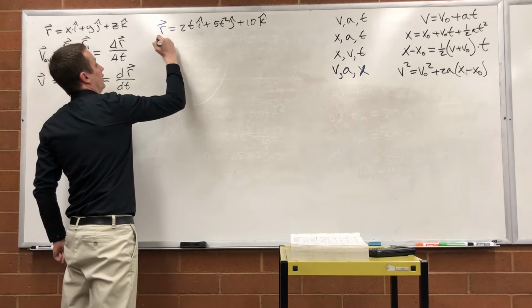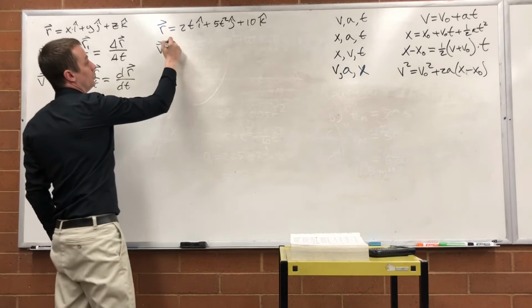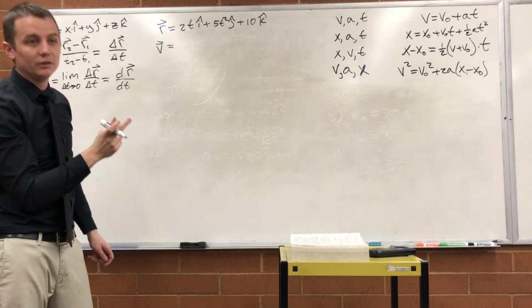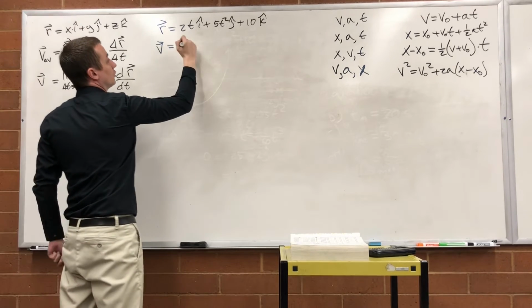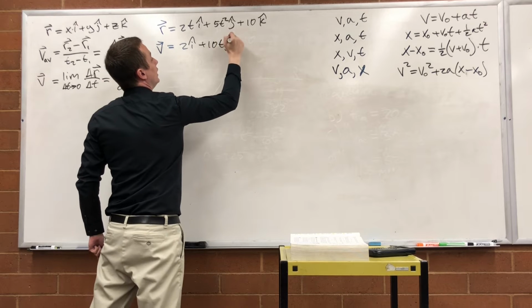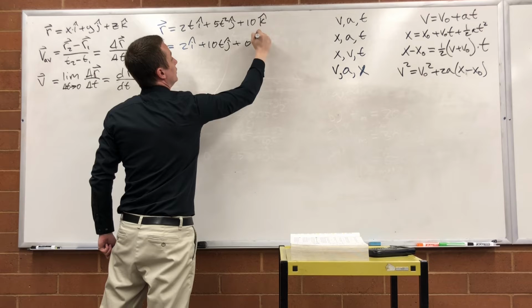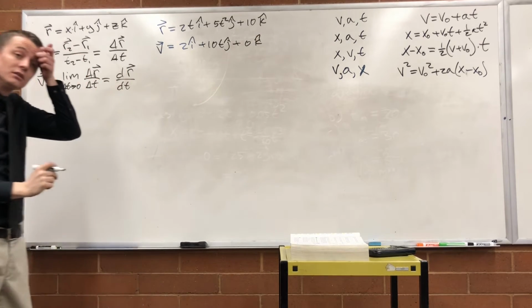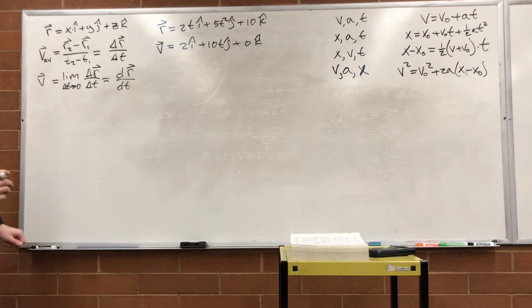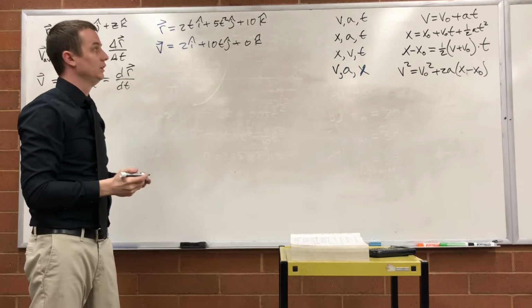So your velocity vector, which we know is the derivative of your position vector, is just going to be equal to, you just take the derivative of each of the components. So it's just going to be 2i hat plus 10t j hat plus nothing, 0 k hat. So you only have velocity in the x and y direction. You don't have any velocity in the z direction.